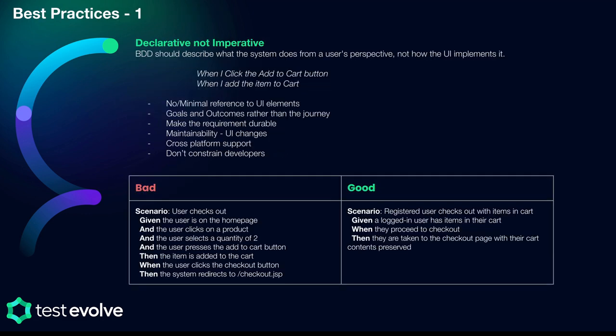Let's take a look at a couple of best practices when it comes to crafting our BDD scenarios. So the first up would be we want our requirement to be declarative, not imperative. And what we mean by that is that the scenario should describe what the system does from a user's perspective, not how it's been implemented by the developers, not what the UI flow is to get you to that point. So an example here, you might want to replace "when I click the add to cart button" with "when I add the item to cart".